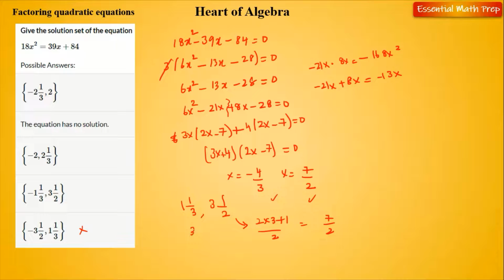So 3 times 1 plus 1 over 3. The negative is just outside. So negative 4 over 3 and 7 over 2. So it's this. I don't think any of the others will work. I can tell you that. Okay.